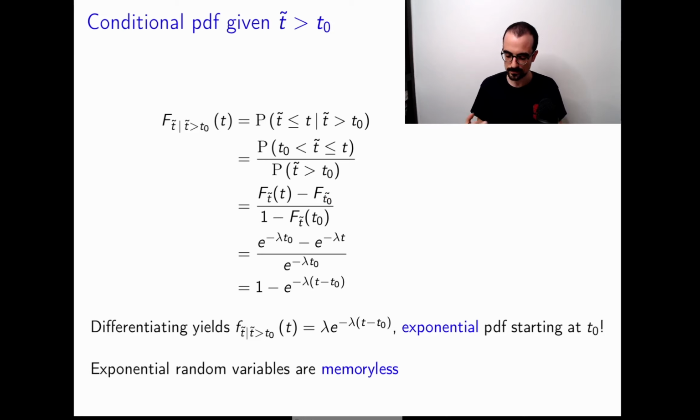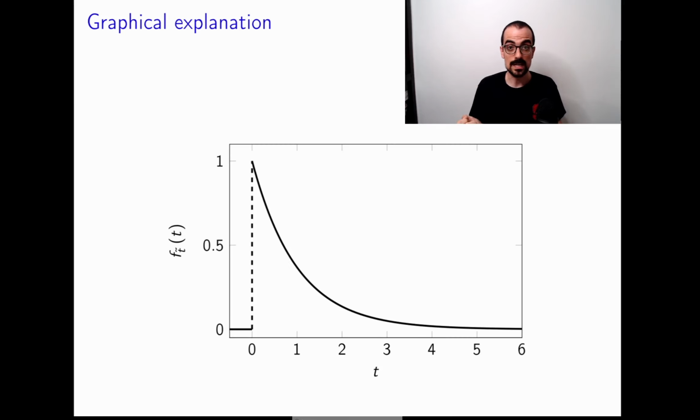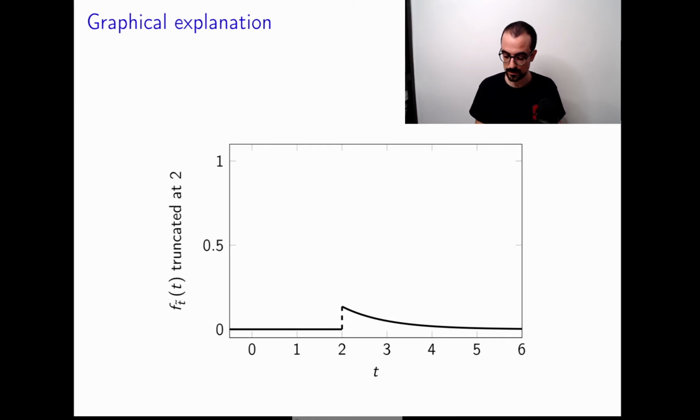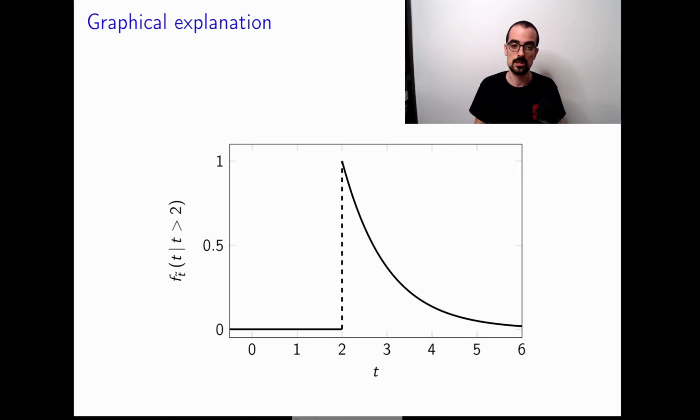This property is called the memoryless property, and as we saw, you can actually see it approximately in practice on real data when data are approximately exponentially distributed. This is a graphical explanation. If you look at the exponential PDF and you truncate it at a particular value, here at 2, and renormalize it, boom, you get another exponential that starts at 2. Okay, so that's a 2-second graphical explanation of what we just proved.